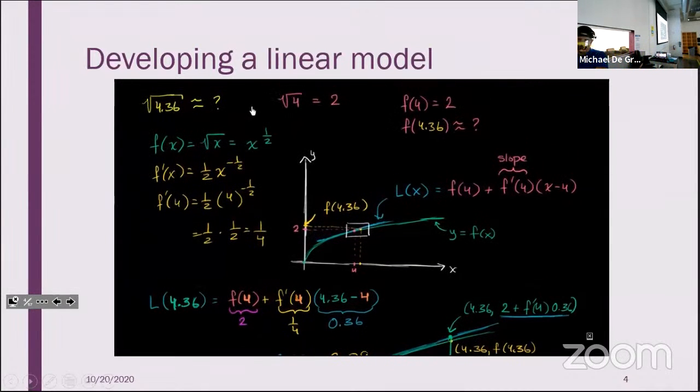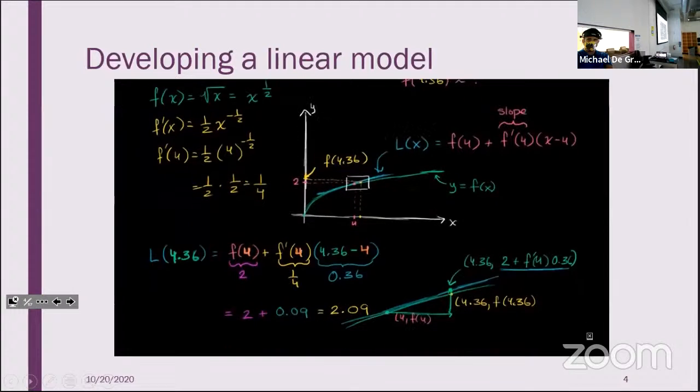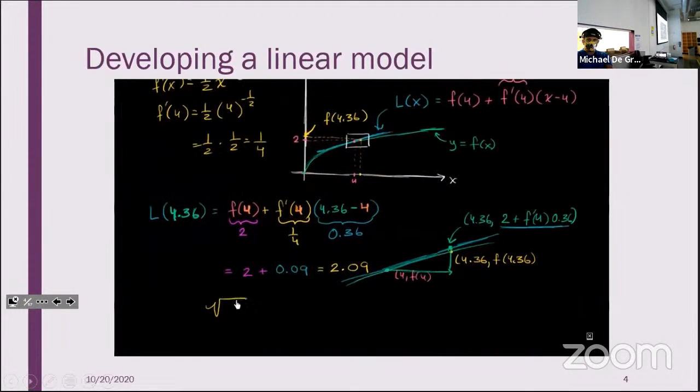But we could write that up here. The square root of 4.36, which is the same thing as f of 4.36, is approximately equal to 2.09.